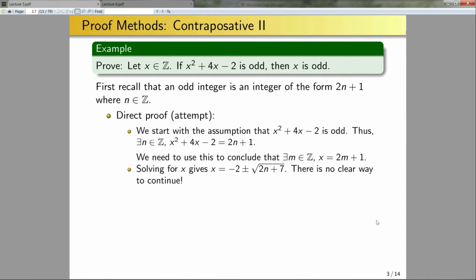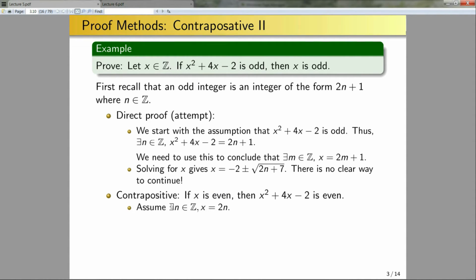So now let's instead consider the contrapositive. What would the contrapositive of this statement be? Pause the video and take a second to get some good practice. Okay, so the contrapositive is: if x is not odd, so if x is even, then this expression here is not odd, so this expression is even. Let's try proving this. Well, if x is even, then that tells me that there exists an n in Z such that x is equal to 2n.